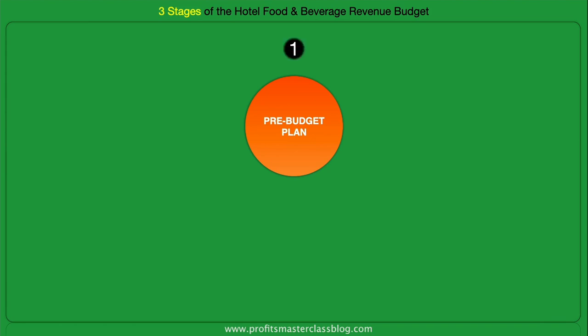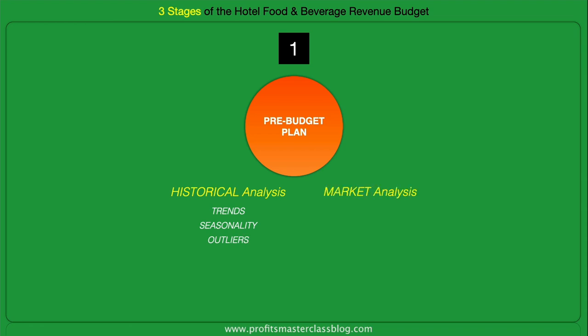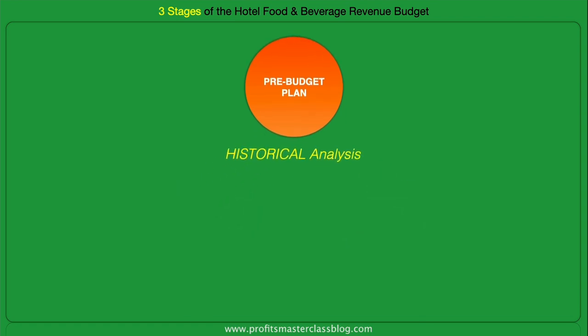The first one is, of course, the pre-budget plan, and it includes historical analysis, as we saw earlier, covering trends, seasonality, and outliers. Category 2 is market analysis covering competition, economy, supply changes, and demand generators. Let's take a brief look at each one of these.